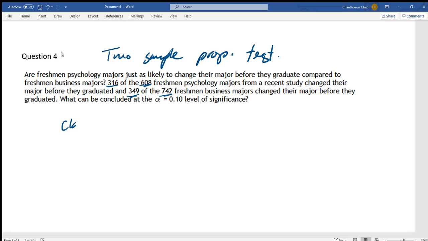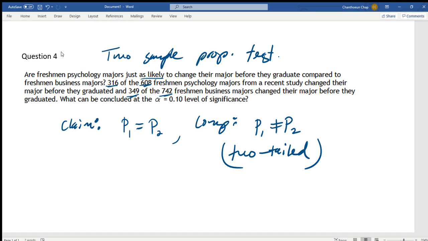Let's start with the claim. The claim is, are freshman psychology majors just as likely to change their major before they graduate compared to freshman business majors? So the claim is P1 is equal to P2. Just as likely means equal. The complement would be the opposite. The opposite of this would be P1 is not equal to P2. This is in fact a two-tailed test.